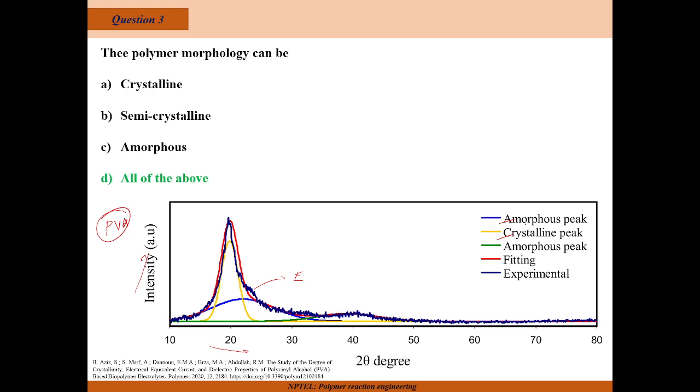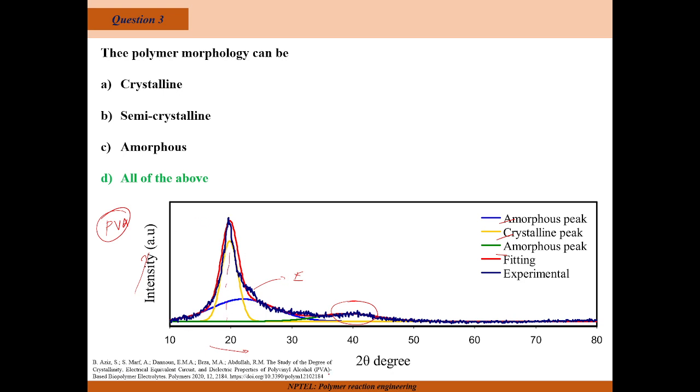There are multiple peaks. Here we have shown two amorphous peaks. One is coming at around 40 degrees, and we also have another amorphous phase coming at around 20 to 25, and there is a comparatively sharp peak coming around 20 degrees. So this is an example.